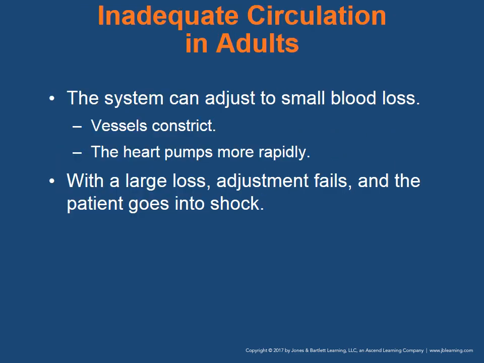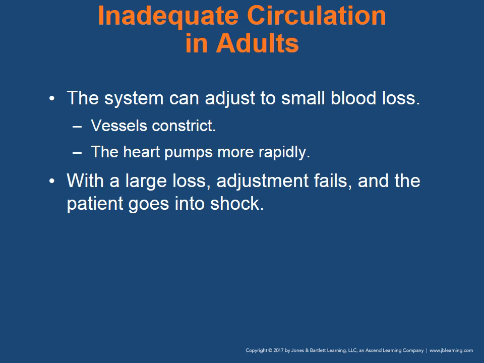So, inadequate circulation in adults. The system can adjust to small blood loss. Vessels can constrict, right? So we have a small amount of blood loss, so we're losing some volume, and pressure is going to drop. Let's constrict these blood vessels in order to help boost the pressure so that we're getting the blood to these organs, right?